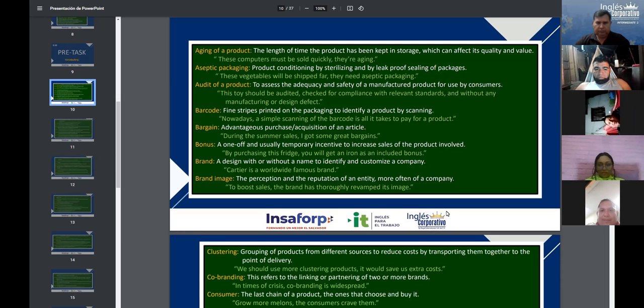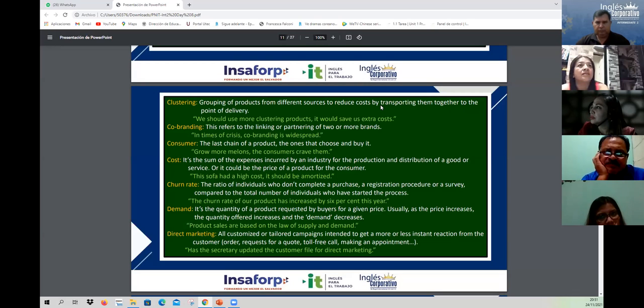Clustering: reduce costs by transporting products together to the point of delivery. We should use more clustering. It would save us extra cost. Co-branding: this refers to the linking or partnering of two or more brands. In times of crisis, co-branding is widespread.